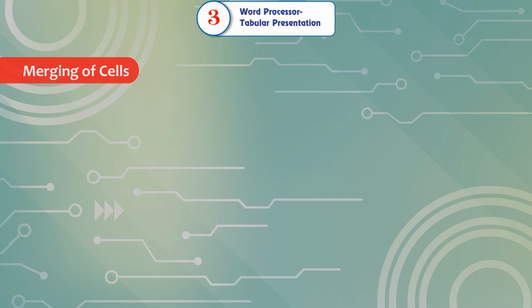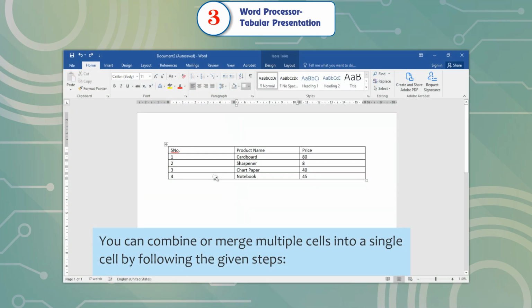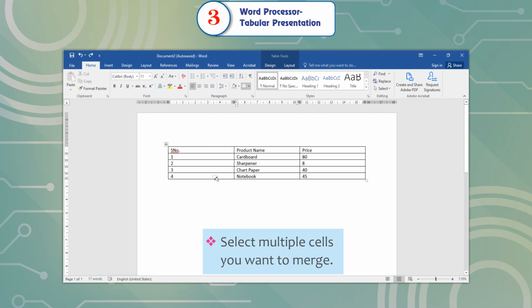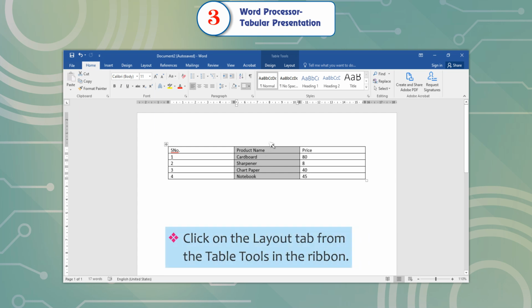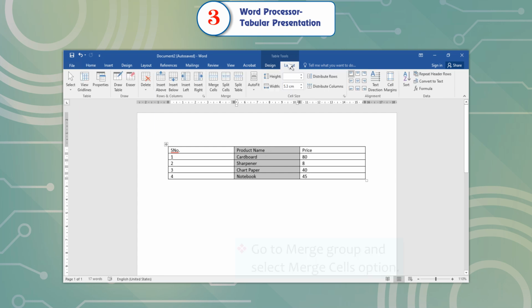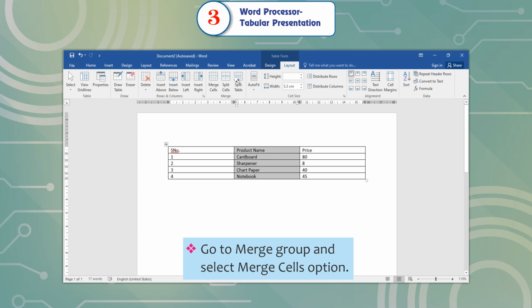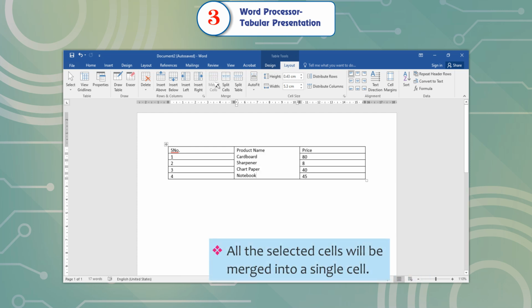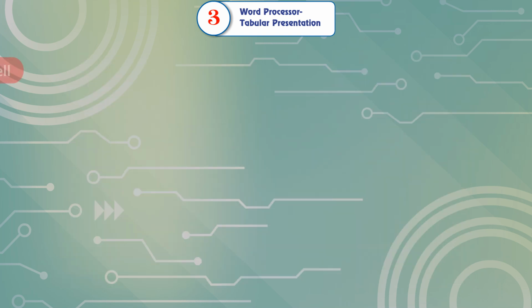Merging of cells. You can combine or merge multiple cells into a single cell by following the given steps. Select multiple cells you want to merge. Click on the Layout tab from the Table Tools in the ribbon. Go to Merge Group and select Merge Cells option. All the selected cells will be merged into a single cell.